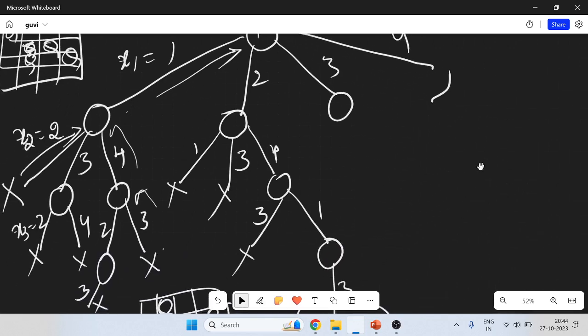You will be asked to draw these kinds of state space trees in the examination also. So hope this is clear to you.